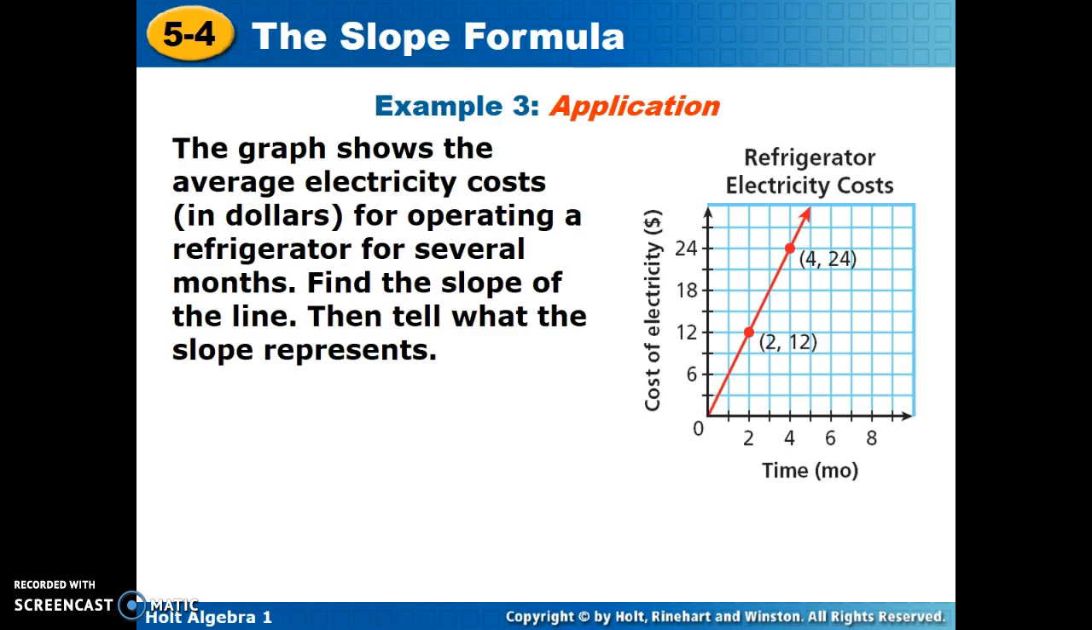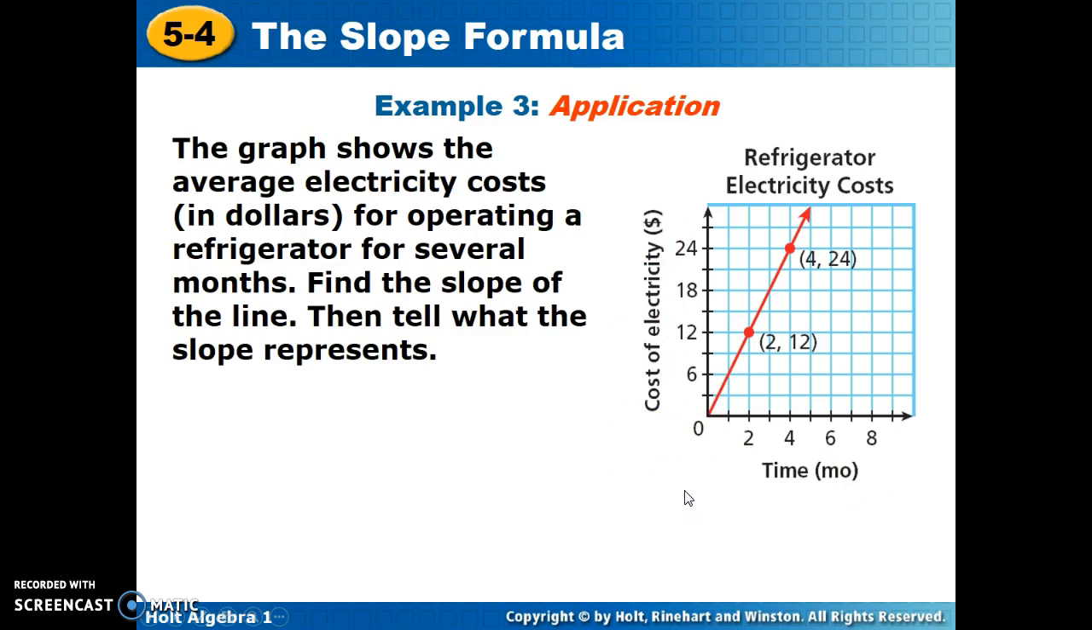So in this example, the graph shows the average electricity cost in dollars for operating a refrigerator for several months. Find the slope of the line, then tell what the slope represents. So the y value is the cost of electricity. The x value is your time. So this is independent. This is dependent. This is your domain. This is your range.